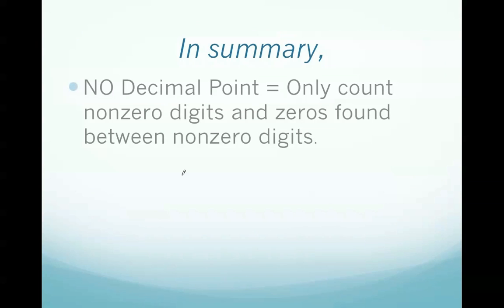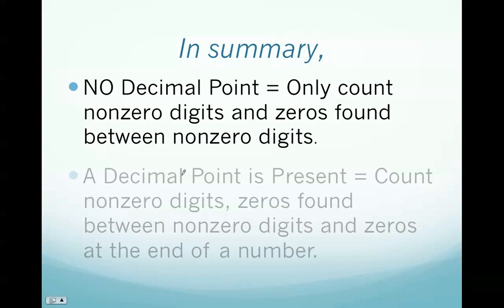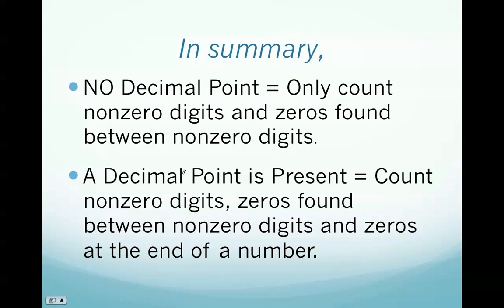All right, in summary of those rules in method 2, if there's no decimal point, only count non-zero digits and zeros found between non-zero digits. If a decimal point is present, count those non-zero digits, the zeros found between those non-zero digits, and also the zeros at the end of the number. So the big difference between no decimal point and decimal point is the fact that the zeros at the end of the number do count when that decimal point is present.